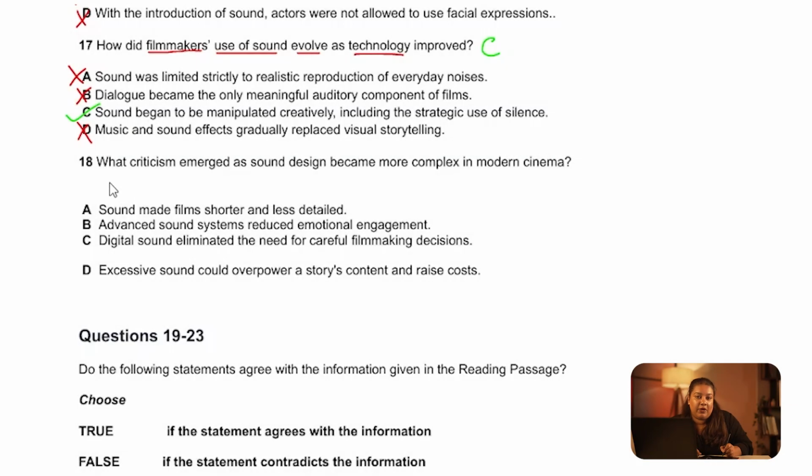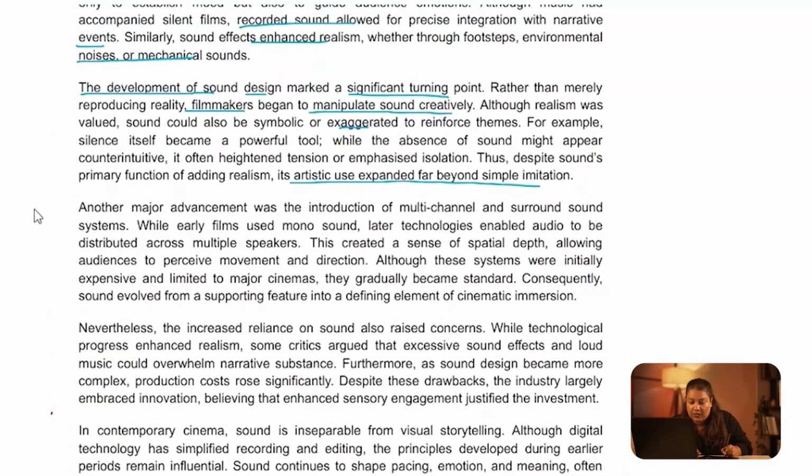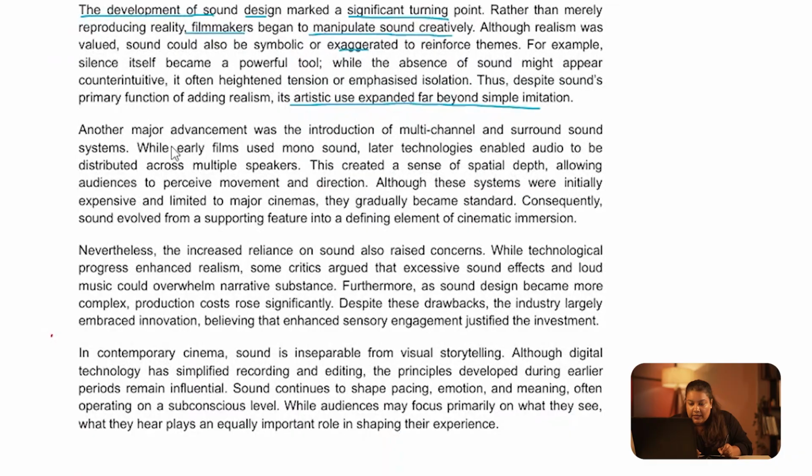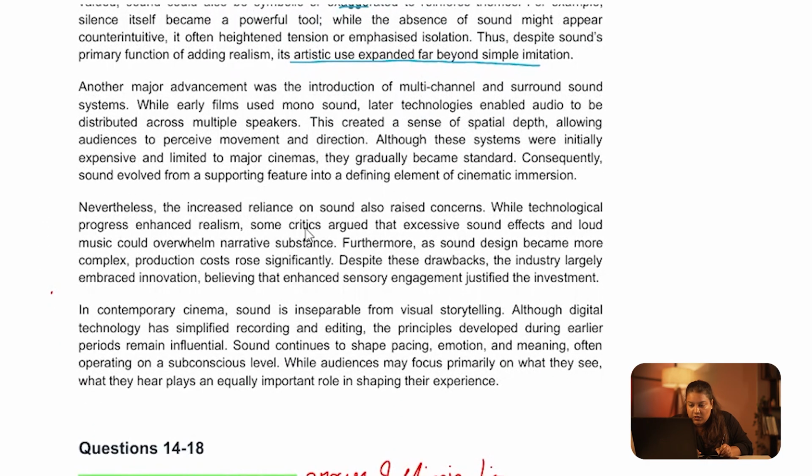Let's move to question number 18. What criticism emerged as sound design became more complex in modern cinema? So let's mark the keywords. We'll take criticism, sound design, more complex, modern cinema. Again, I'm not looking at the options. I'll quickly skim and scan for the keywords. Sound design, criticism emerged. Do we have anything talking about it? Yes, so here it does talk about it.